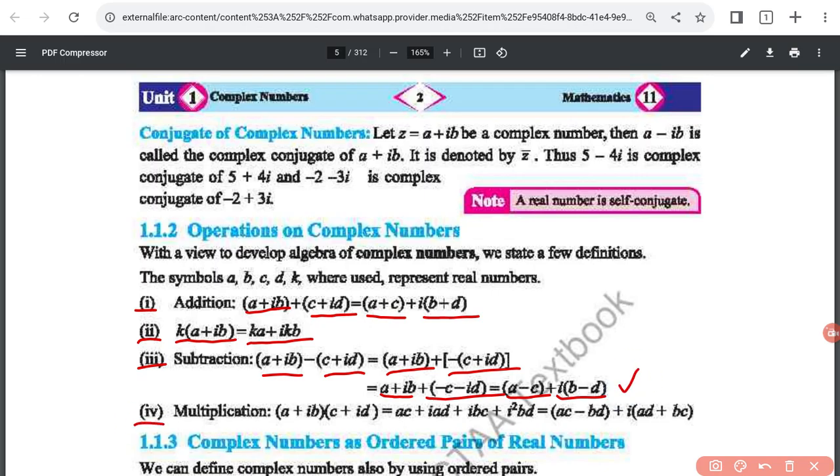Then the fourth one is multiplication: a plus iota b multiplied by c plus iota d. It is always equal to ac plus iota ad plus iota bc plus iota square bd. Then we can simplify it, so it will become ac minus bd plus iota into ad plus bc. So these are the operations on complex numbers. Now we move towards the next topic, that is complex numbers as ordered pairs of real numbers.